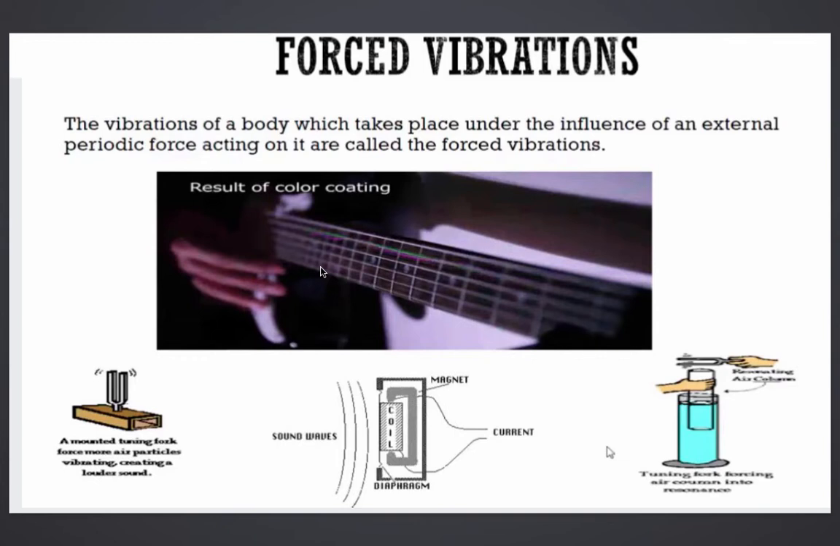The vibrations of a body which take place under the influence of an external periodic force acting on it are called forced vibration. So this is the next one. Very, very important, students, this particular part. The vibrations of a body which take place under the influence of an external periodic force are called forced vibrations. So what is needed here is an externally applied periodic force. Whenever it is there, the body will vibrate and the vibrations are termed forced vibrations.